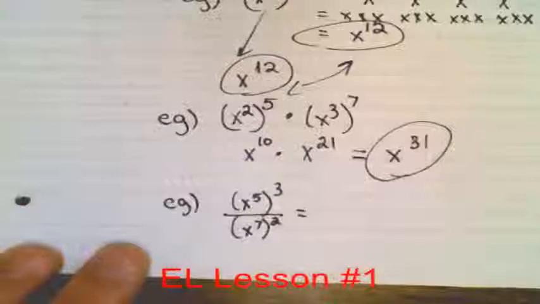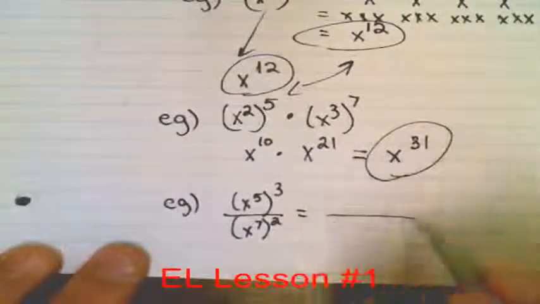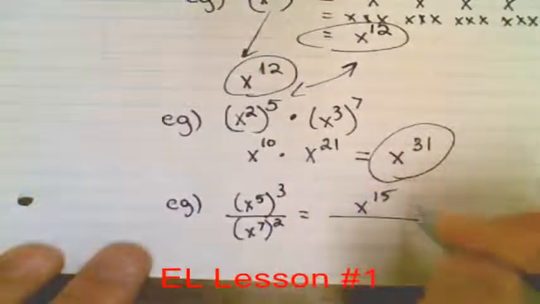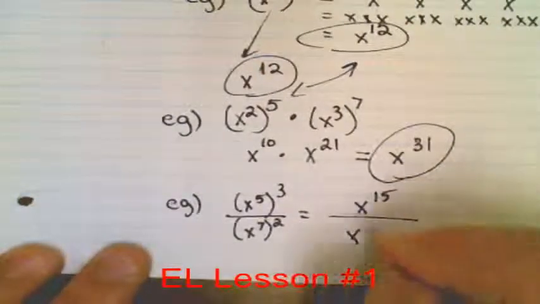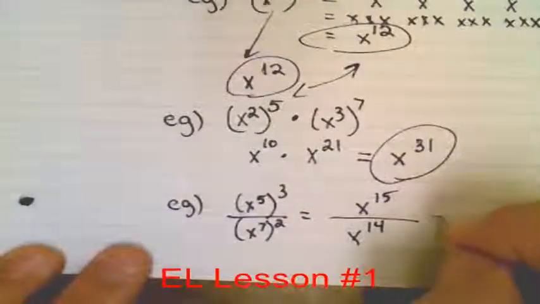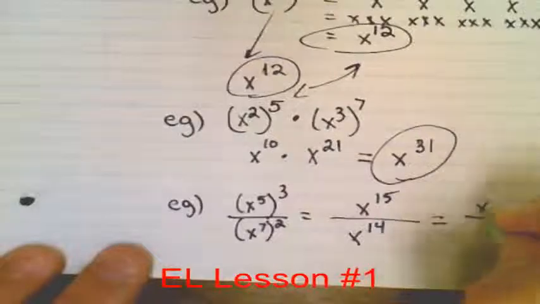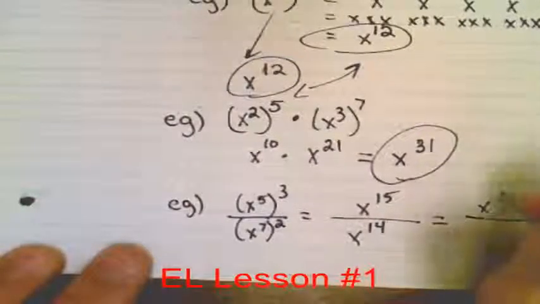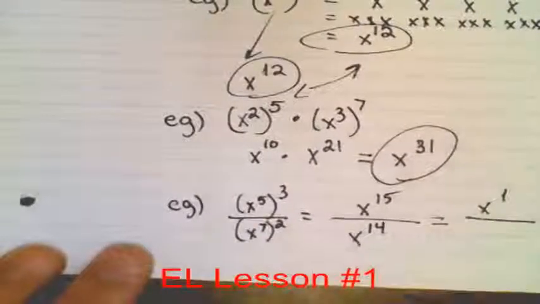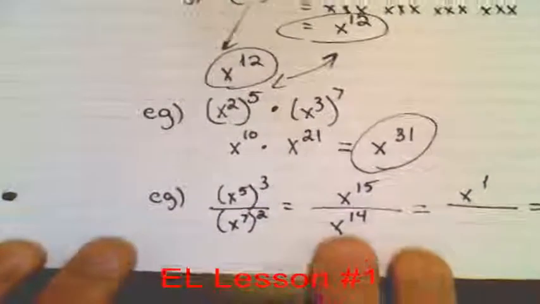Okay? Same idea holds if it's division. So I can have, e.g., x to the 5th cubed divided by x to the 7th all squared. You do the powers to a power. So in the top it's x to the 5th cubed. Keep the base the same, 5 times 3 is 15. In the bottom, keep the base the same, 7 times 2 is 14.